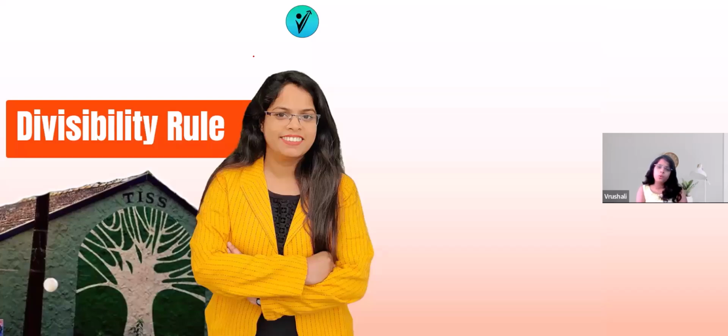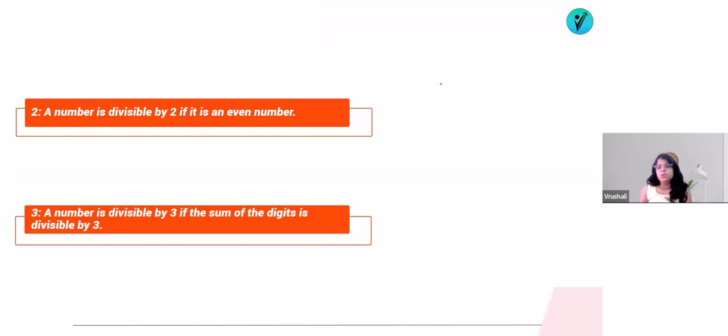Now we will directly jump on the topic. As I said, we will see the divisibility rules from 2 to 20. First of all, let's see them one by one. Here is the first, the divisibility rule of 2.